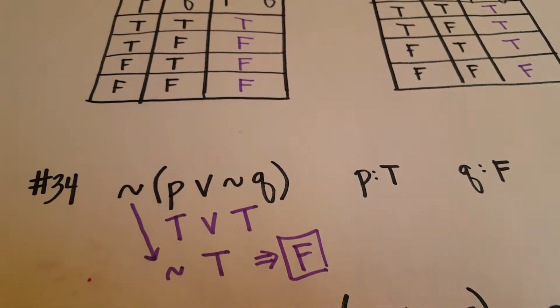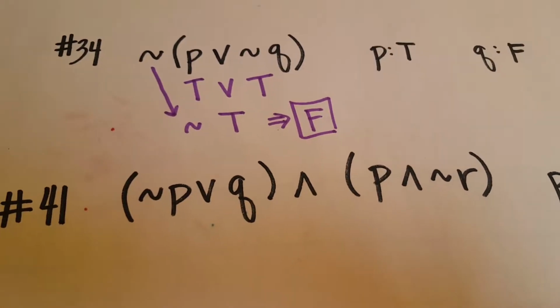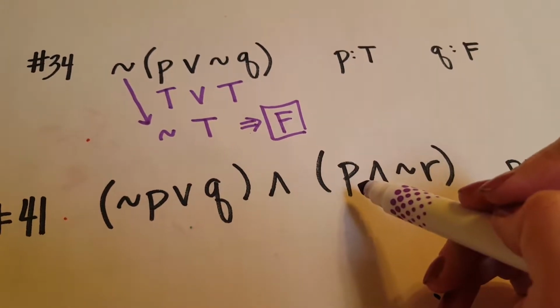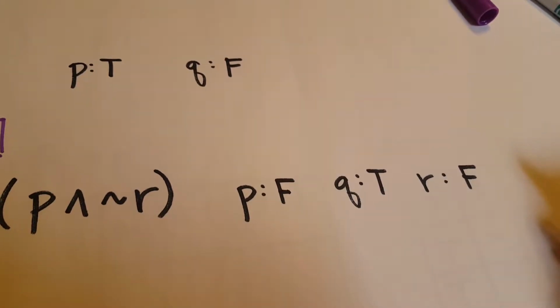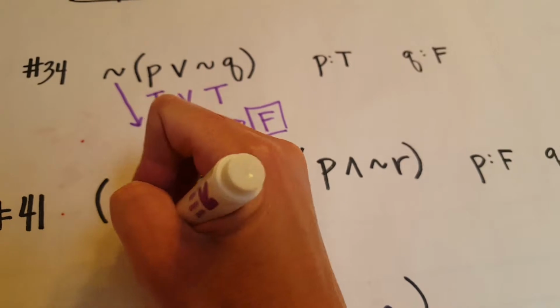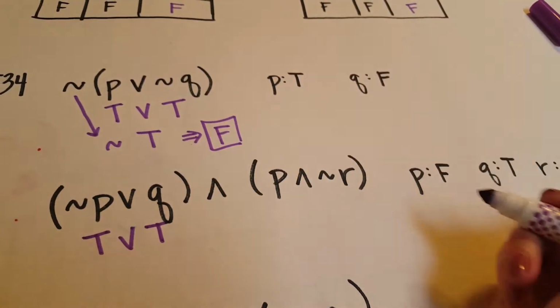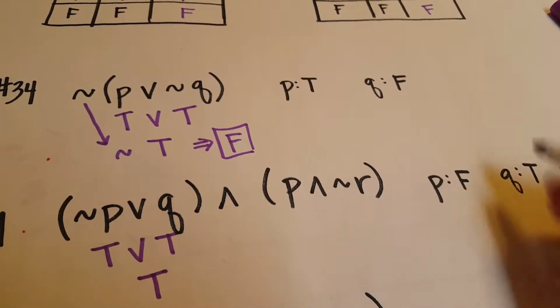All right, awesome. Let's try one that has three values. So this is problem number 41 in the homework. It is not P or tilde P or Q, and P and tilde R. All right, we know that P is false, Q is true, R is false. So let's try this. And it doesn't matter which set of parentheses we start with first. All right, P was false, so tilde P would be true. Q was true. True or true? True.